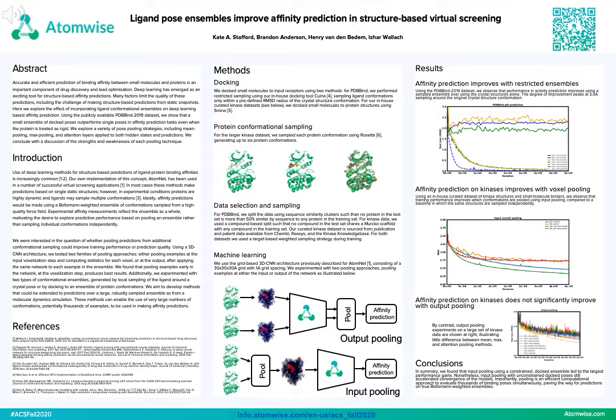Deep learning methods for structure-based affinity prediction have attracted a great deal of interest in the last few years, and at Atomwise, we've used our method called AtomNet for a variety of virtual screening and affinity prediction tasks with good success. However, most such methods are trained and tested on static structures of the protein-ligand complex.